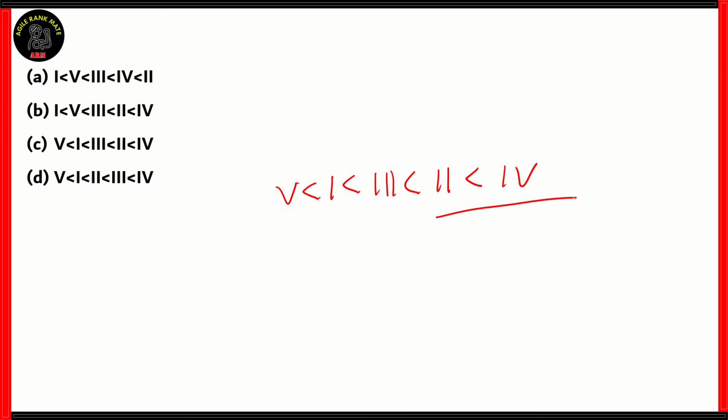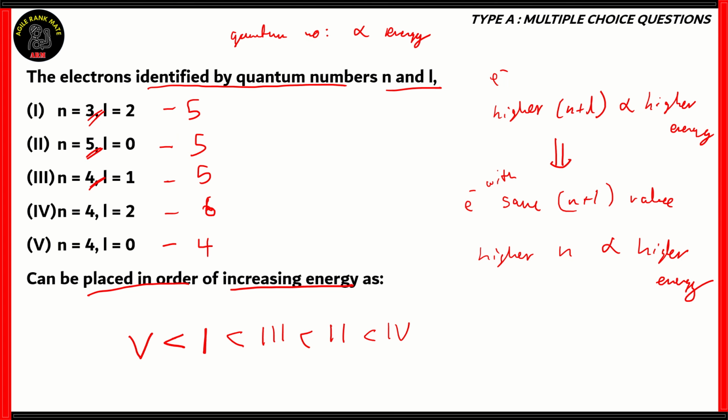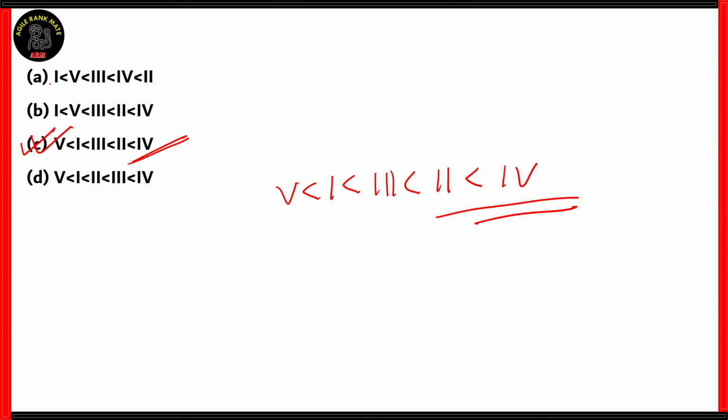And this particular order is found in option C. So option C becomes the correct option when it comes to ordering the electrons in terms of increasing energy. The other options are incorrect. A and B are incorrect because they say that 1 is less than 5, whereas in fact 1 has a higher n plus l value. And option D is incorrect because it says 2 is less than 3, whereas 2 has the higher value of the principal quantum number, so that is incorrect. The only correct option is option C, 5 less than 1, less than 3, less than 2, less than 4.